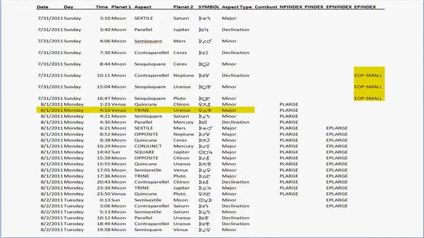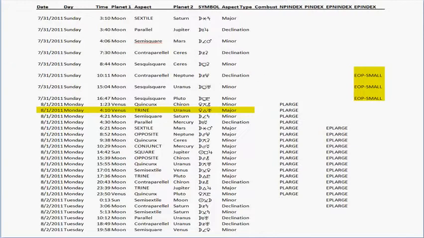And so we've got 2 of these small P index dates occurring back-to-back. That's going to create some volatility in the marketplace, and those are over the weekend, as well as, you can see, this here is dealing with the Eastern time zone. So this is a large index date, meaning that there are 14 or more aspects occurring on the same day.